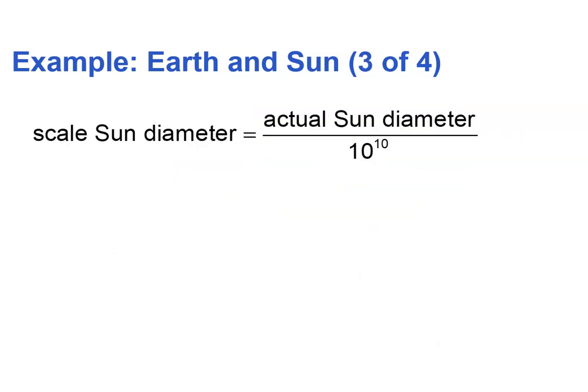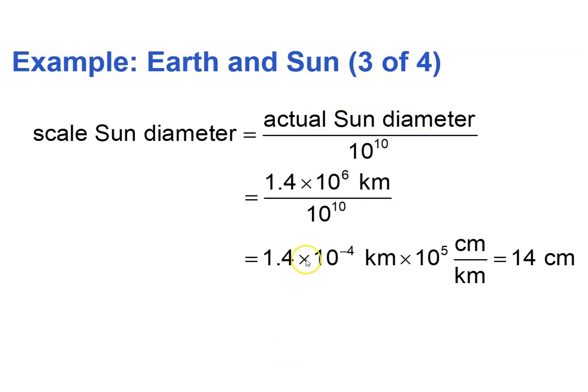We can find the scale Sun and Earth diameters similarly, this time converting the units to centimeters and millimeters, respectively. So if we've got the scale Sun diameter, we want the actual Sun diameter divided by 10 to the 10th. And so 1.4 times 10 to the 6th would be the actual Sun's diameter. And then we moved our 1.4 down, and they've got bases that are the same. And so 6 take away 10 is going to be 10 to the -4th kilometers.